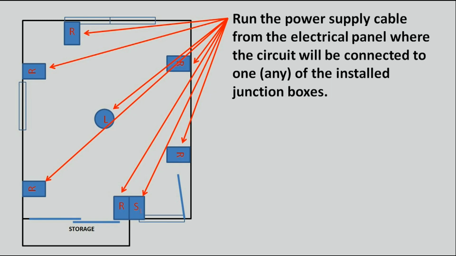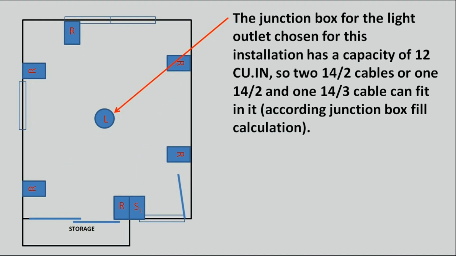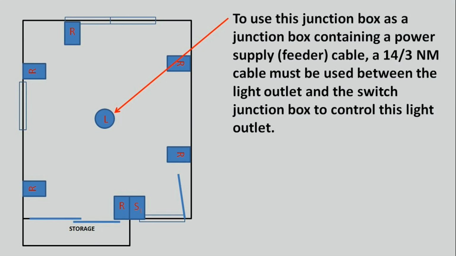Run the power supply cable from the electrical panel where the circuit will be connected to any of the installed junction boxes. The junction box for the light outlet chosen for this installation has a capacity of 12 cubic inches, so 2 14-2 cables or one 14-2 and one 14-3 cable can fit in it, according to the junction box fill calculation. To use this junction box as a junction box containing a power supply, feeder cable, a 14-3 NM cable must be used between the light outlet and the switch junction box to control this light outlet.